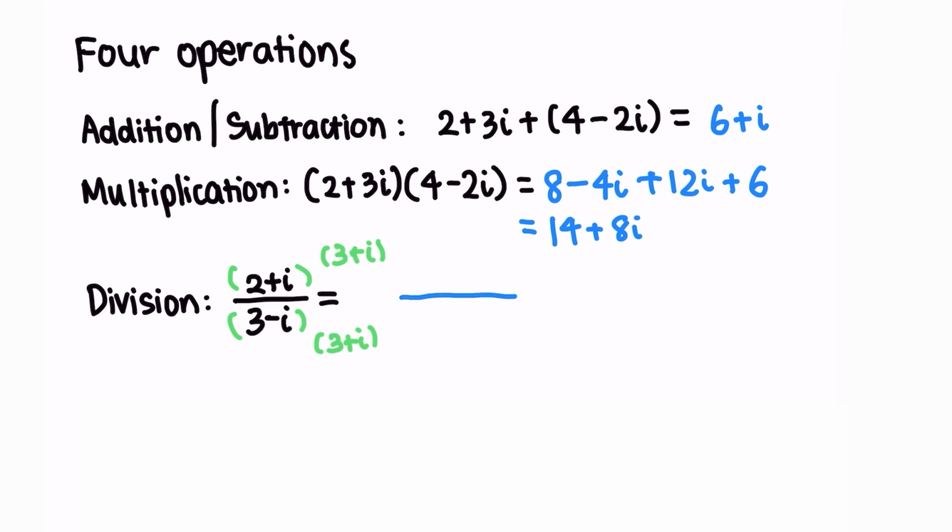So what we do over here, at the bottom we have a difference of two squares, 9 minus i squared, which is just 9 plus 1, or 10. And over here we have the multiplication of 2 plus i and 3 plus i, which will give us 6 plus 2i plus 3i, which is plus 5i, and we get plus i squared, which is just minus 1. So if we simplify this, we actually just get half plus half i. And that's it. We have done our division.